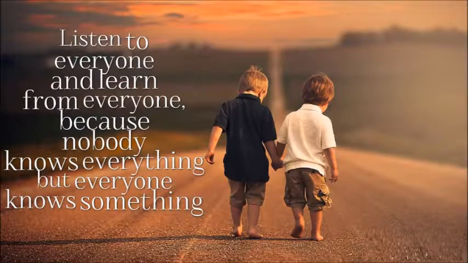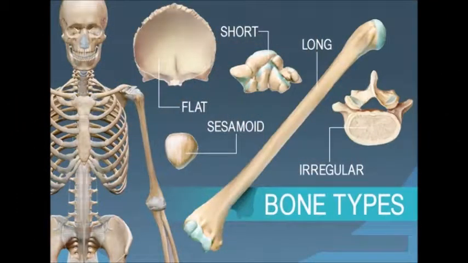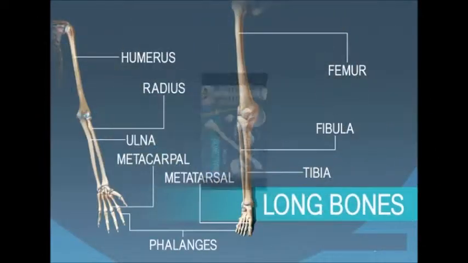Today, as part of general science, we'll know about different types of bones. Almost all bones of the body may be classified into four main types on the basis of shape. The first one, long bones. This includes bones of the thighs, legs, toes, arms, forearms, and fingers.